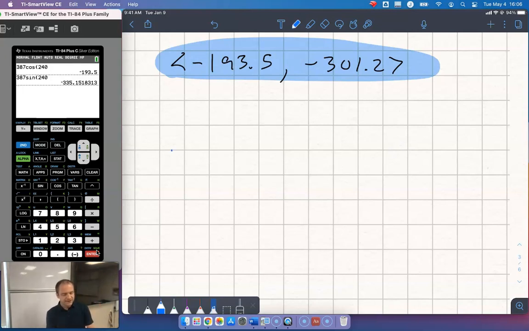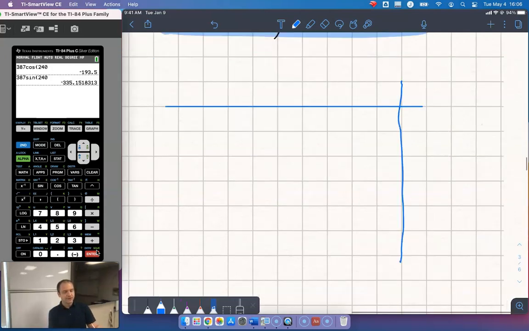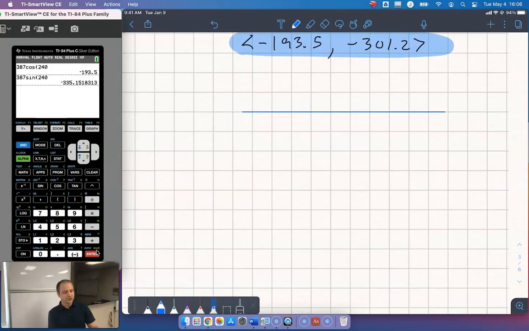So when I'm looking at this, that is a negative x and a negative y. So I'm going to plot those. And if I plot those, I'm going to go to the left 193.5, and I'm going to go down negative 301.2. And so I'm going to draw that vector, and I'm going to draw the right triangle that's associated with that vector. So this is negative 301.2.